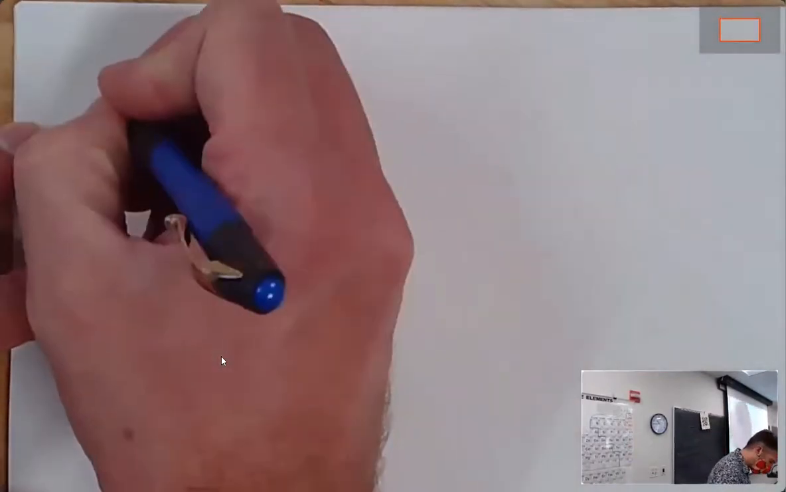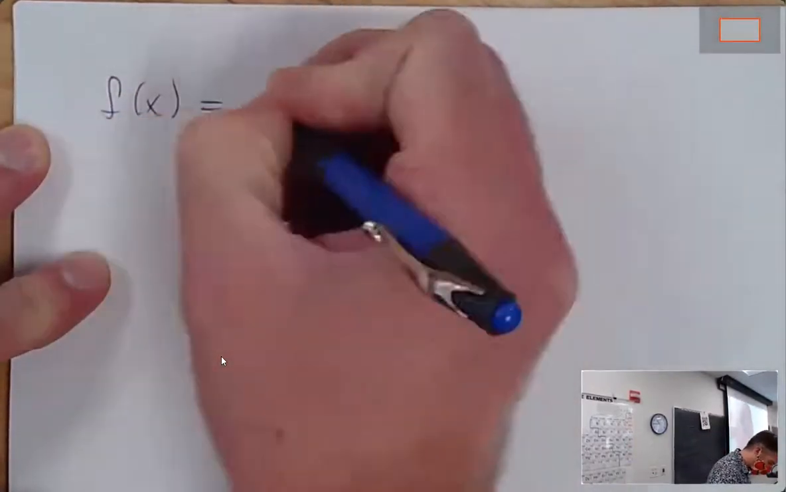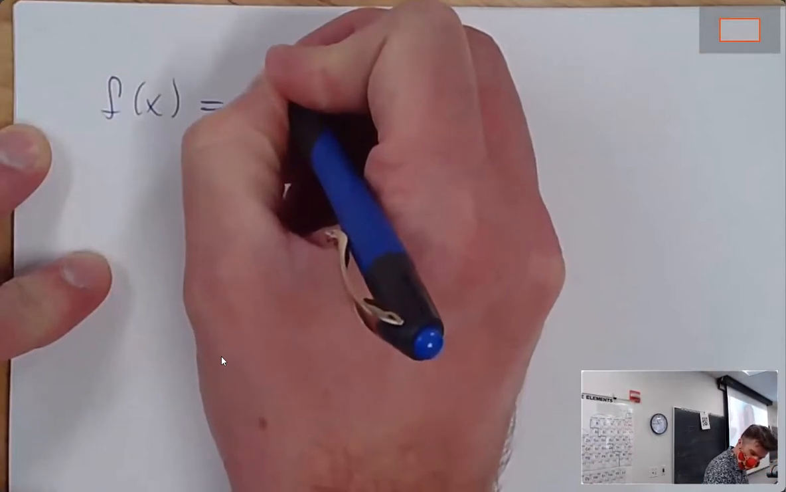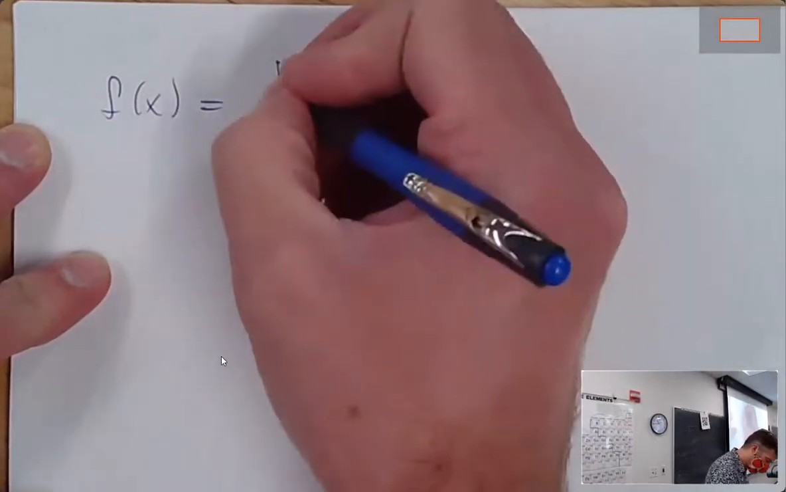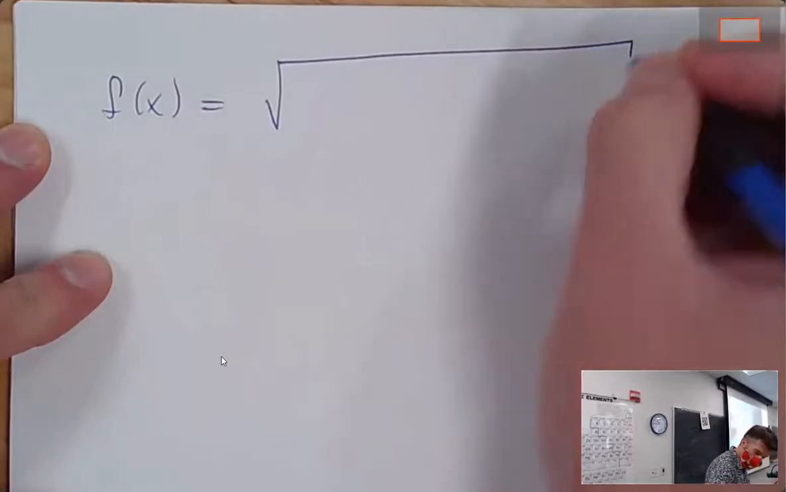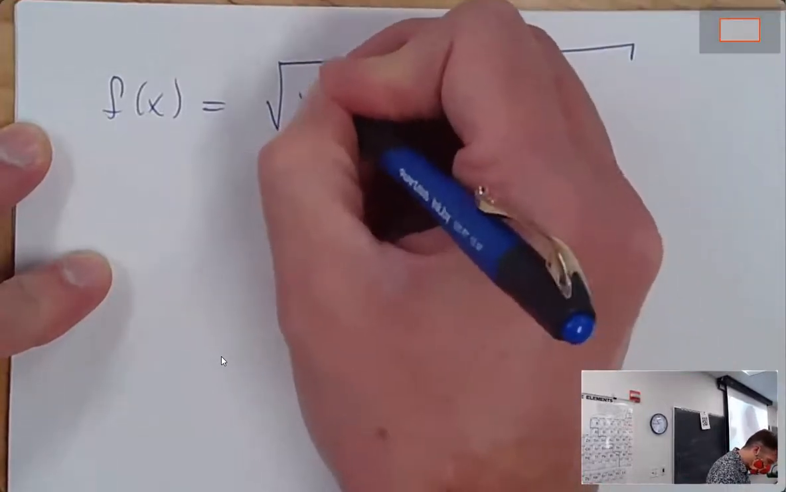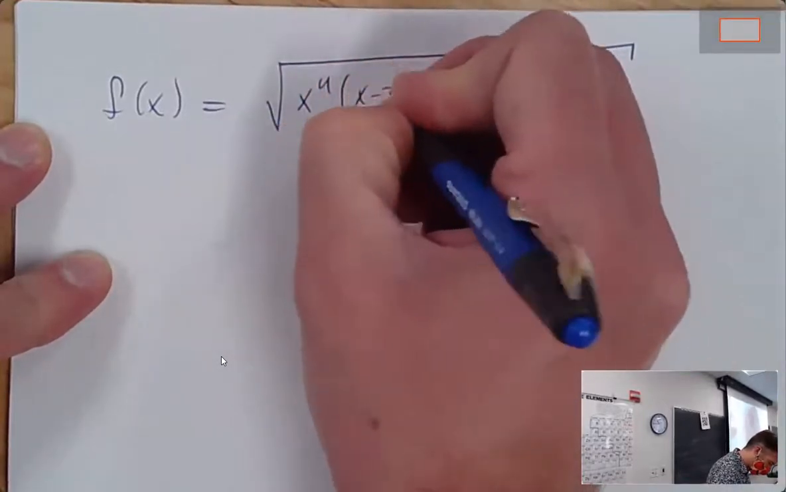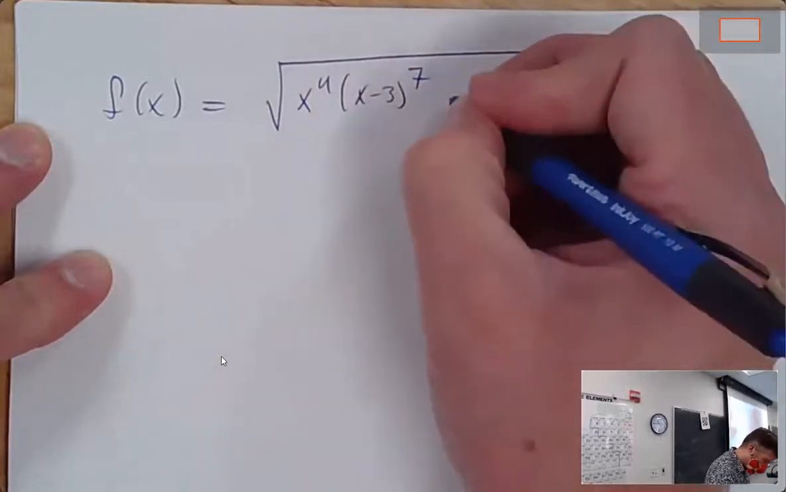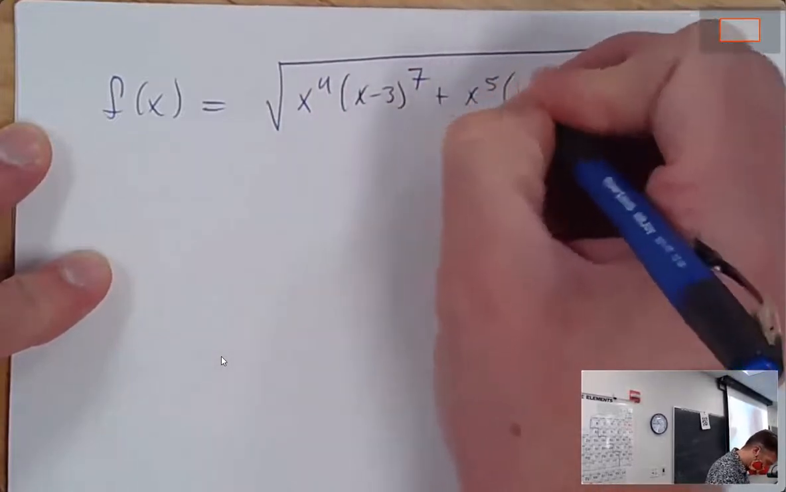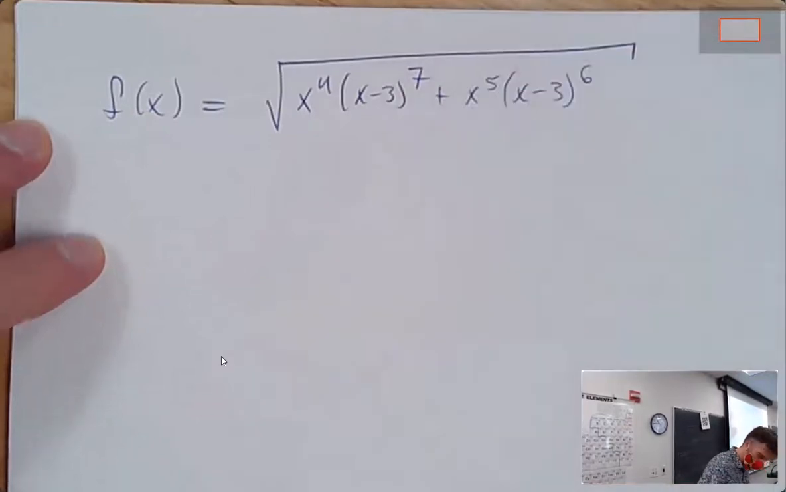Let's look at this function. F of x equal to, let's do this one, the square root of x to the 4th times x minus 3 to the 7th plus x to the 5th times x minus 3 to the 6th.